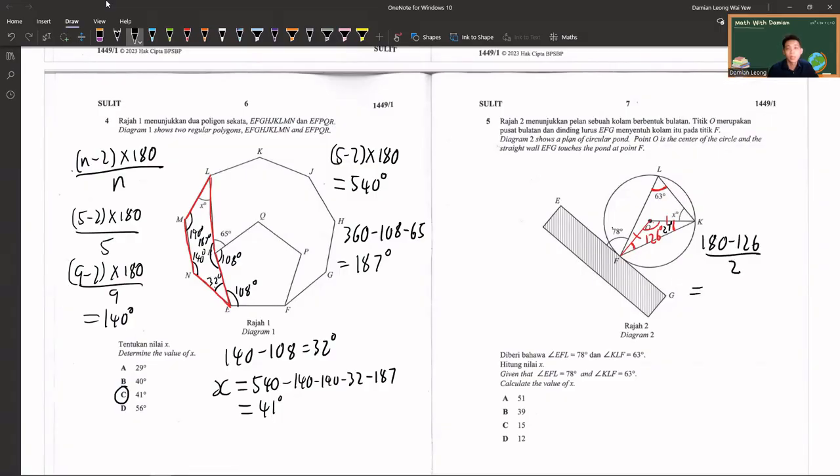So here is 27. As I said just now, here is 78, means x is 78 minus 27. So it's 51. Answer A. Okay.